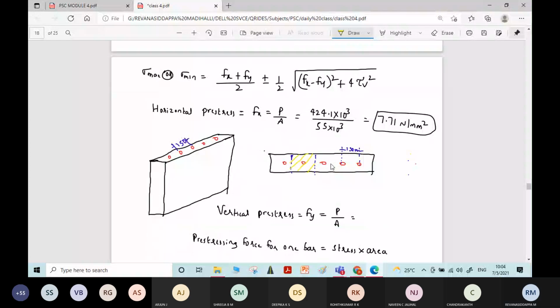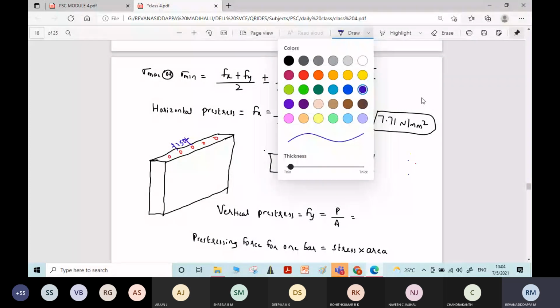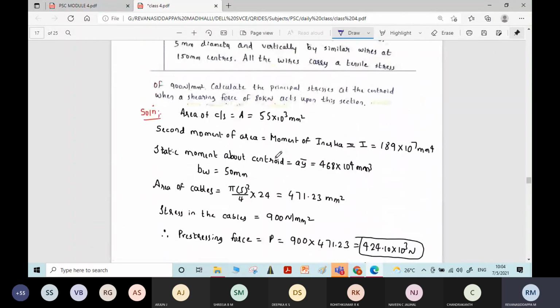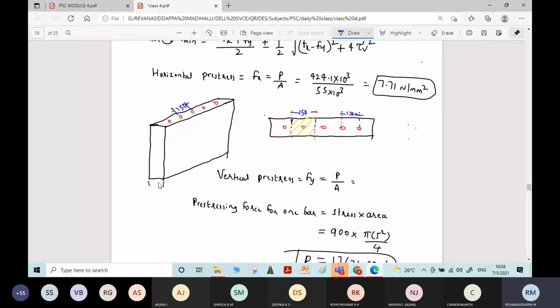Effective area. Okay, so half of the spacing on either side becomes 75 and 75. So total length will be how much? 150 only. Total length will be 150 only, and the thickness of the web is given in the problem. BW, how much is it given? BW is 50 mm. Here we mention it. Thickness of the web is 50 mm. Okay. Therefore, area under 1 bar is how much?